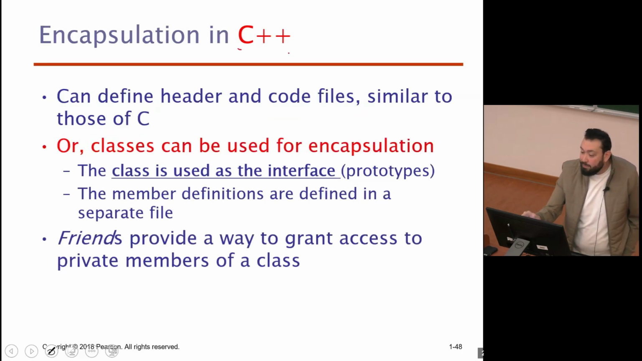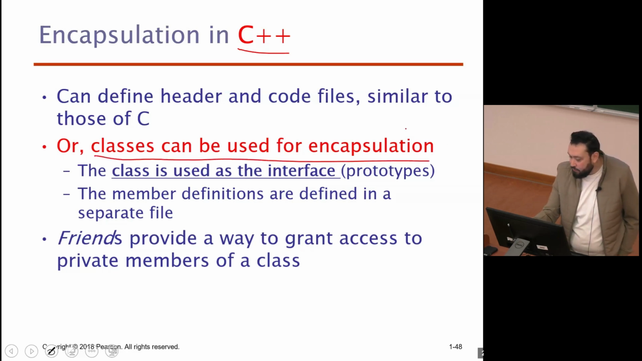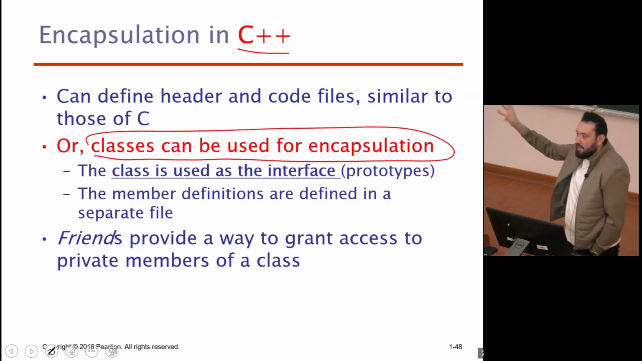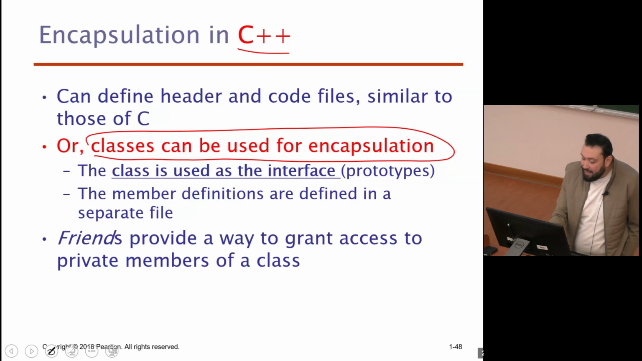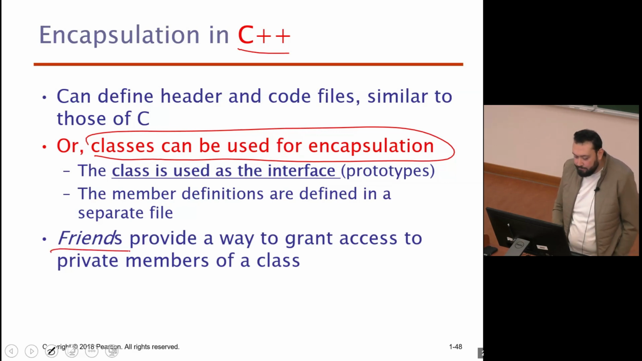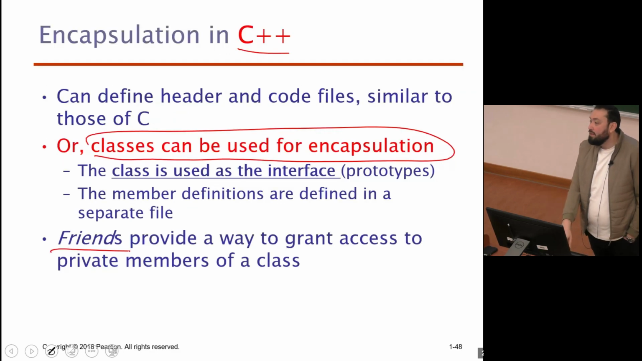Now, encapsulation in C++ is the same as in C, but we added on top of it that classes can be used for encapsulation. Not only, for example, defining things in the header file, where the header file is acting like an encapsulation. We also have classes. The class is used as an interface. We mentioned all of this. There's something called friends also. And that's it. Thank you.